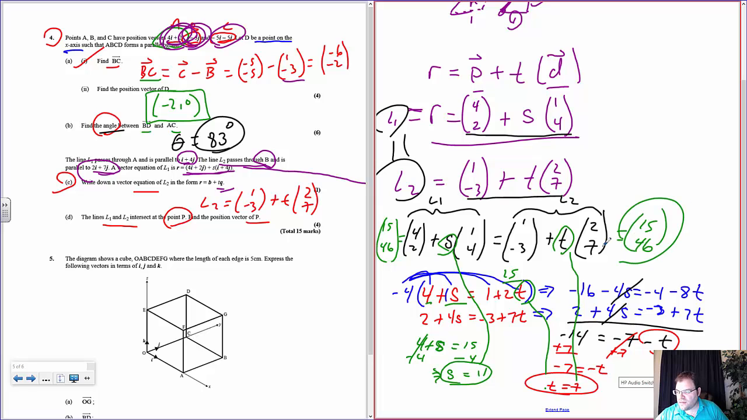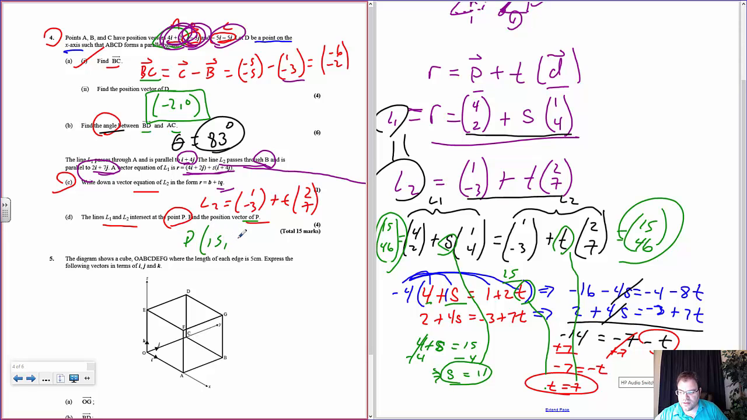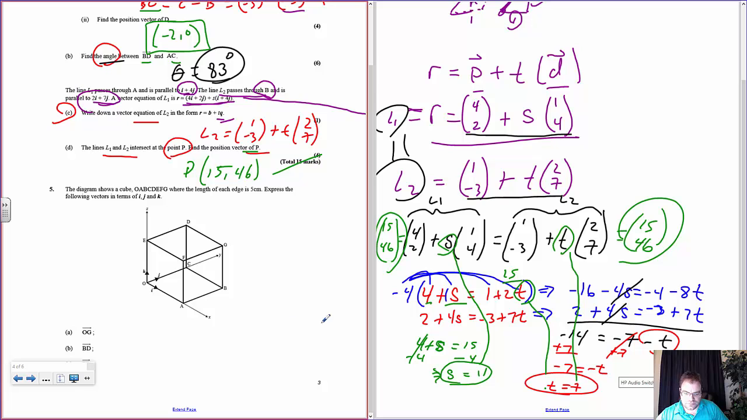What do you notice about this side and this side? They're the same. That's where the two lines will cross. That's the coordinate. So the position P is given by the coordinate 15 and what? And 46. That's where the two lines will intersect. That was that answer. Kind of tough, but not so bad.